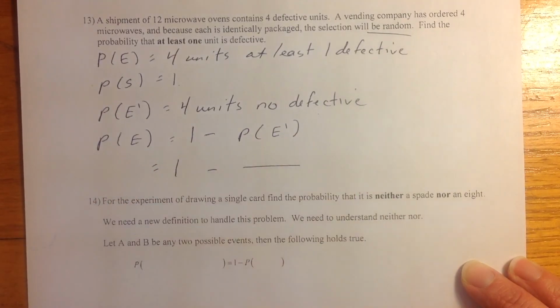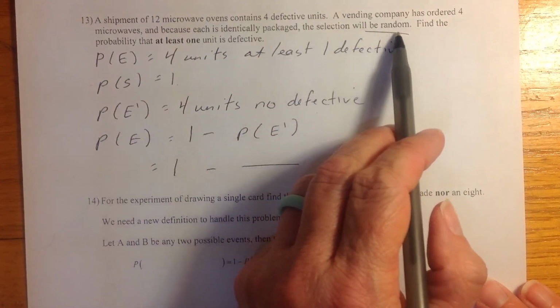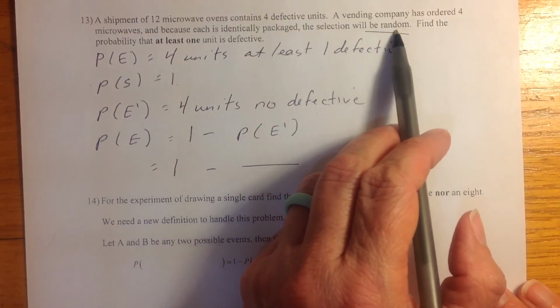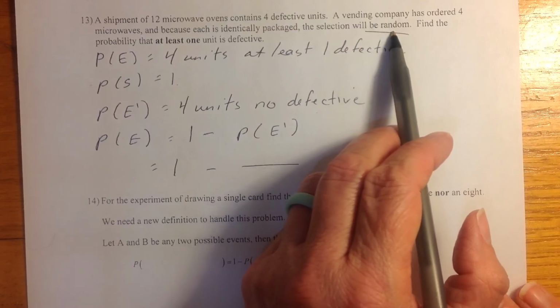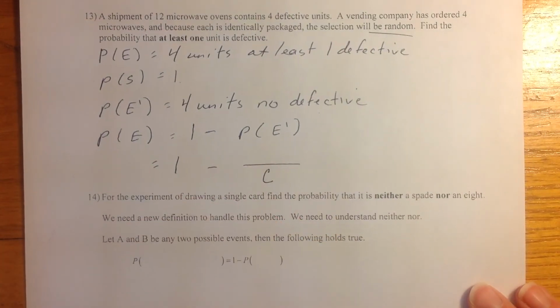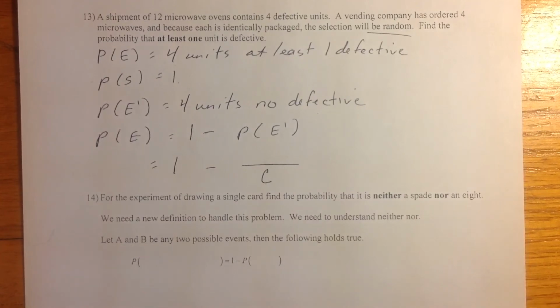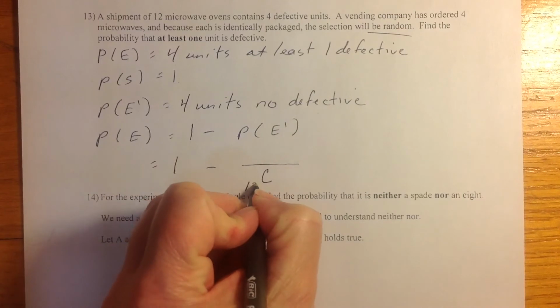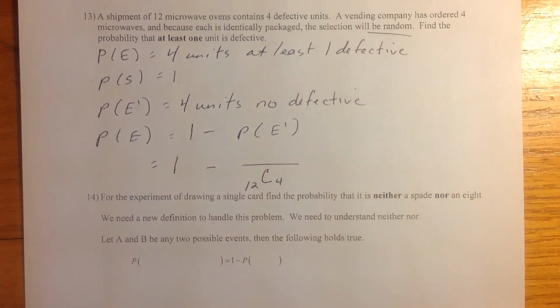So we're going to draw out a fraction bar, and we're going to do the top and the bottom. Now I said this random idea was a key word. Random usually means that order doesn't matter and repeats aren't allowed, so we're going to use a combination. The bottom is just the job. The job is a company ordered 4 microwaves. So this is all 12 microwaves, give me 4.